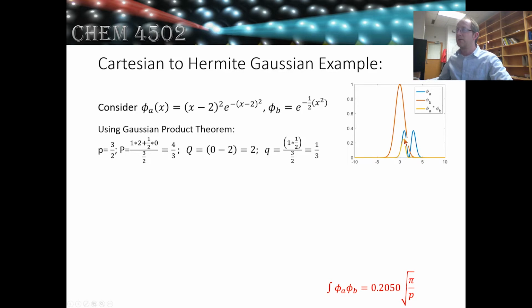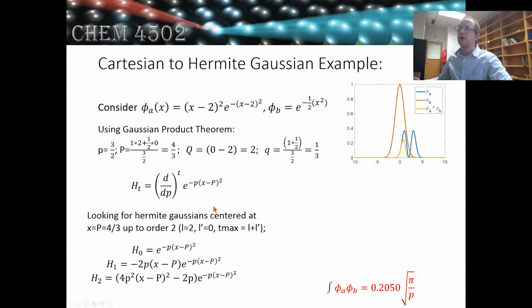What I need to do next is expand them in terms of Hermite Gaussians. We know that we're going to be going up to second order in our Hermite Gaussian because the angular momentum of this basis function is 2, and the angular momentum of this basis function is 0. And so I can write down what those Hermite Gaussian functions are. Our 0th order Gaussian is going to be e to the minus p (x minus P) squared. We take the derivative with respect to P the first time, and we're going to get the following Gaussian.